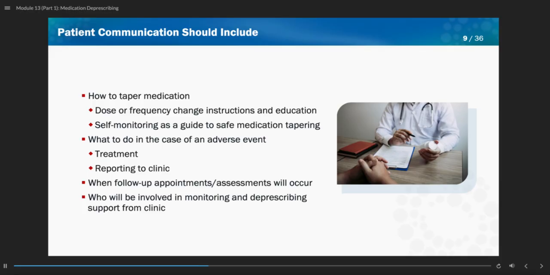We have highlighted on this slide some of the items to consider when planning your communication strategy with deprescribing. How to taper, what to do if symptoms or adverse drug reactions occur, when assessments and follow-ups will occur, and who will be involved in the assessments, monitoring, and communications. For instance, will the patient contact you as the prescriber directly, or will you instruct your patient to contact a nurse, dietitian, or pharmacist in your clinic with information or with concerns?